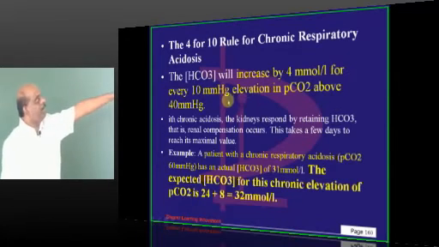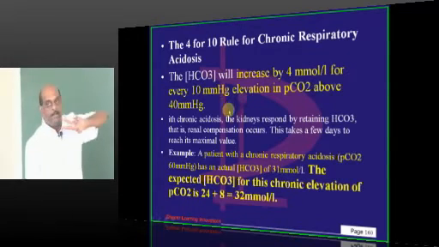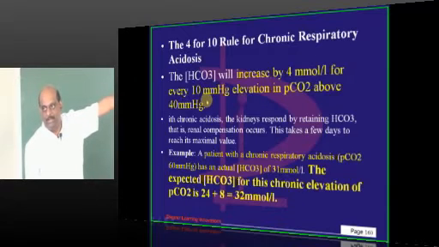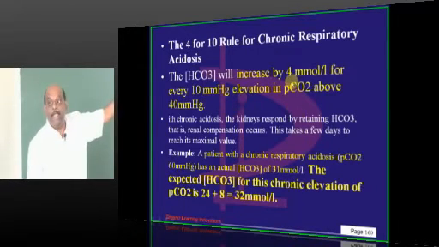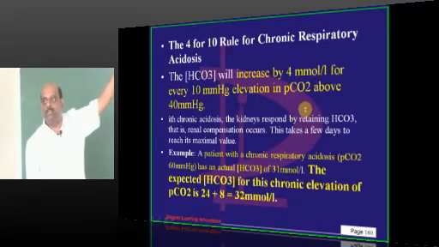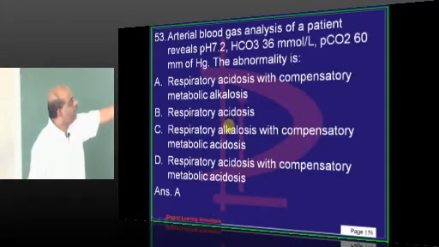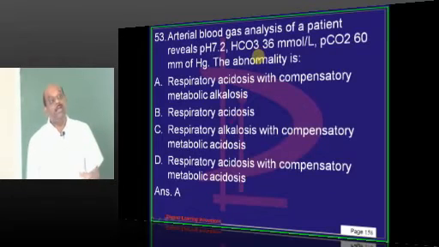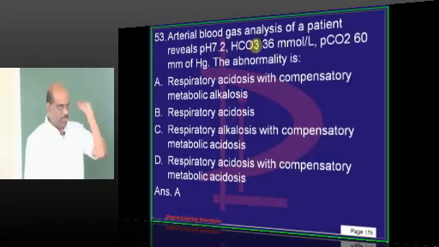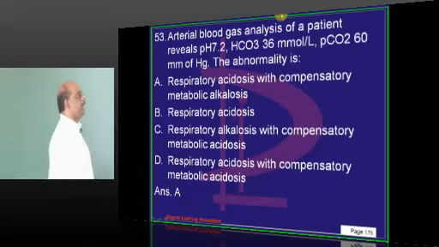So here how much you expect, doctor? PCO2 raised how much? 20 millimeters mercury. That means you are expecting 2, 4, 8 millimoles rise above 24. यहाँ कितना हो गया? 24 plus 8 means 32. In fact 36 it raised. That means definitely there is a renal compensation. Okay na?